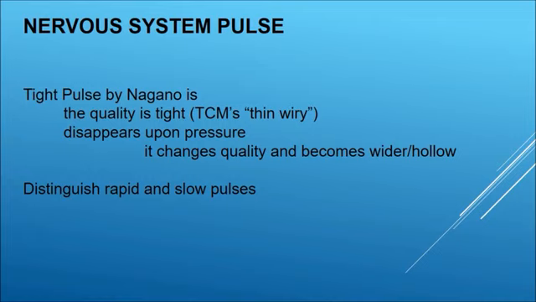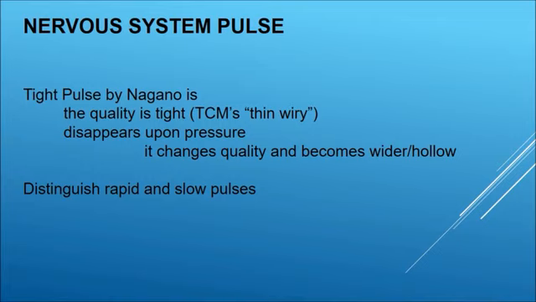What makes the tight pulse indicative of nervous system disorders, though, is that when you press deeper, that quality, that tenseness disappears, and the pulse becomes wider, possibly even hollow, and in some patients, the pulse disappears altogether. It is that change between the surface being tight and the deeper level that defines this pulse. Note that this is not the same tight pulse as defined by Li Shijian, where the pulse vibrates from left to right.